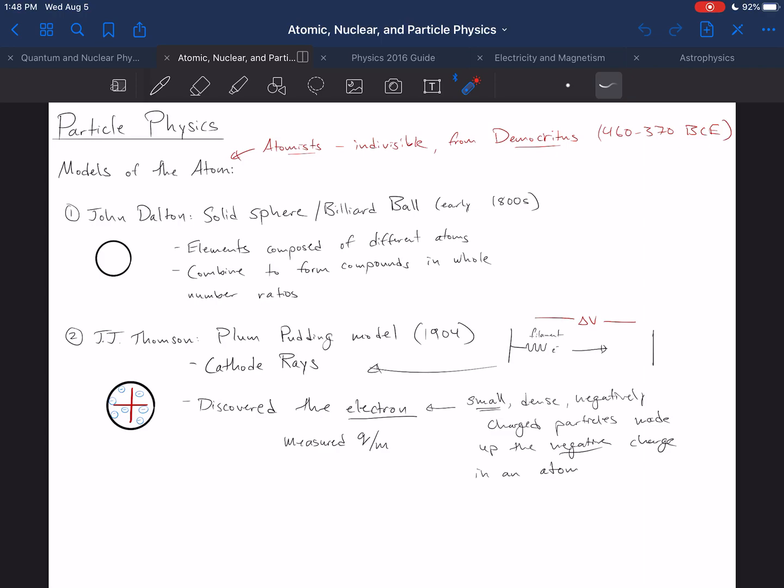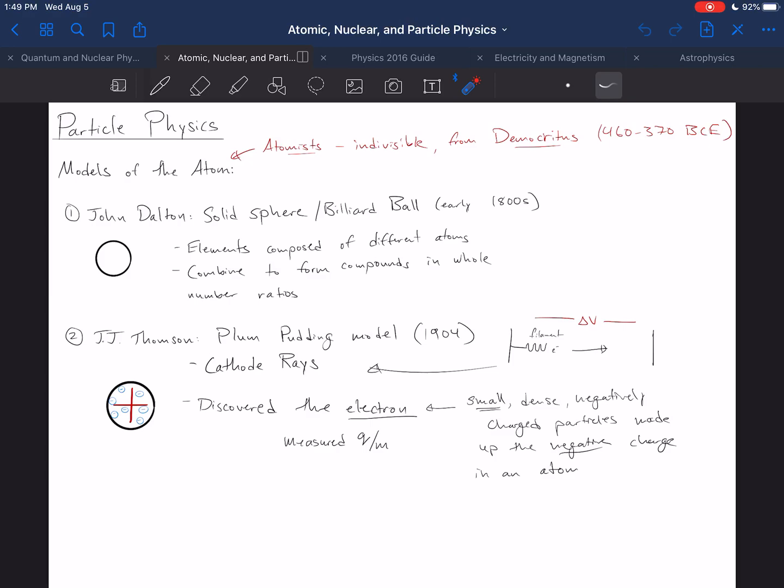That is, he discovered that there were small, dense, negatively charged particles which made up the entirety of the negative charge of an atom. He did this by measuring very carefully the charge to mass ratio and discovered that these were not only negative, but had a significant negative charge compared to the rest of the mass of the atom. And this is the sense in which we say he discovered the electron. He discovered that the negative charge in the atom was bound up in these tiny, dense little packets known as electrons.